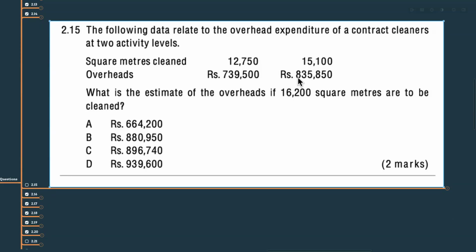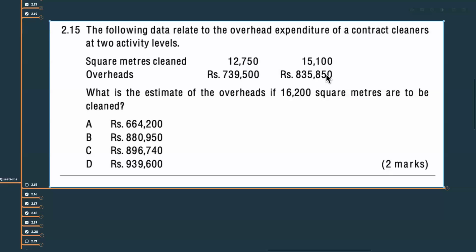But very explicitly, they are not going to ask you to use the high-low method to do these questions. So you have to recognize that this is a high-low method question because of the question format. Also, this total cost of 7,39,500 rupees or 8,35,850 is the total overhead that contains overhead cost like fixed cost and also variable cost.